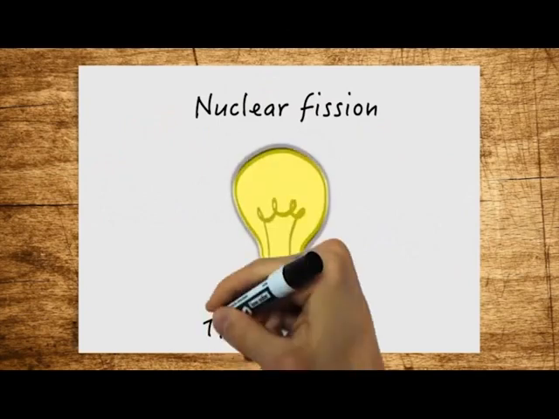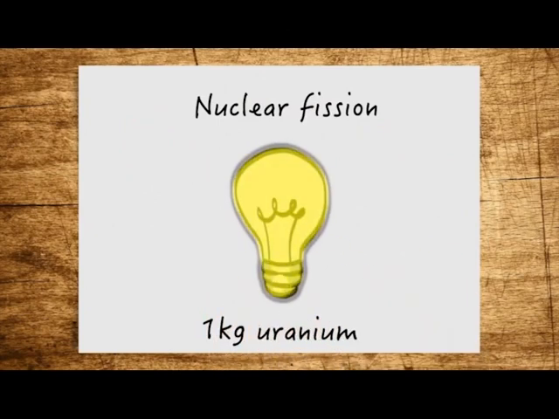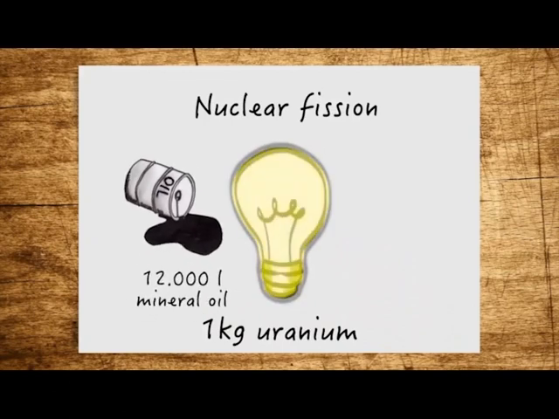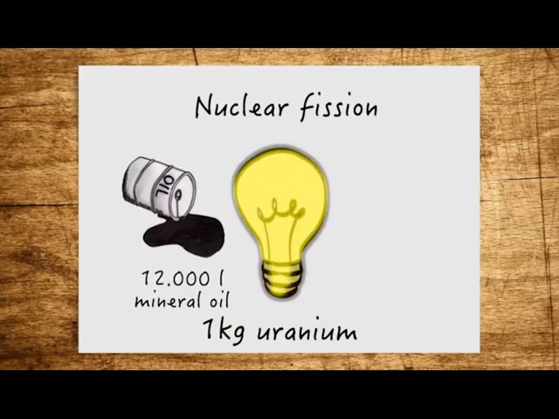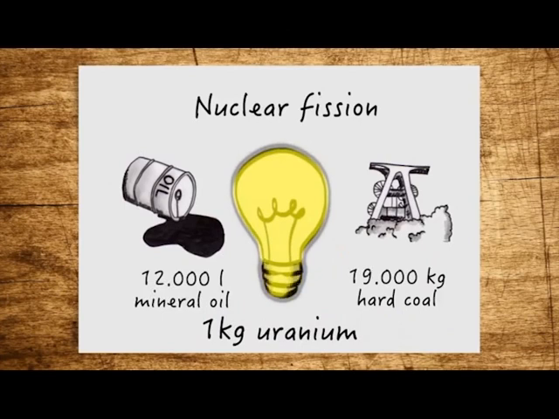1 kg of naturally occurring uranium has the energy of 12,000 liters of mineral oil, or almost 19,000 kg of hard coal. Where does this energy come from? Why is it so much more than in the case of other energy carriers? Let us recall.